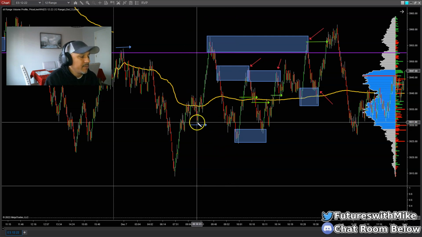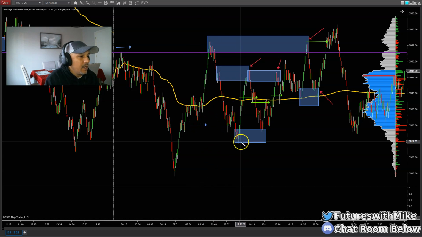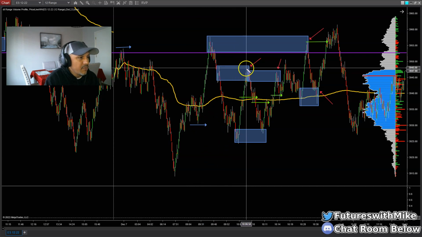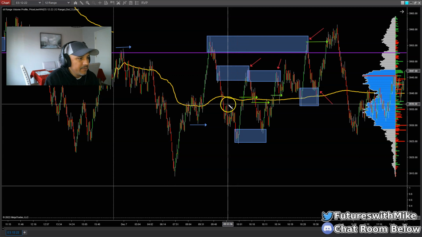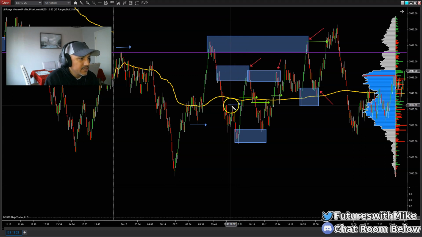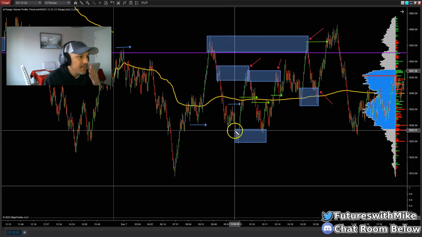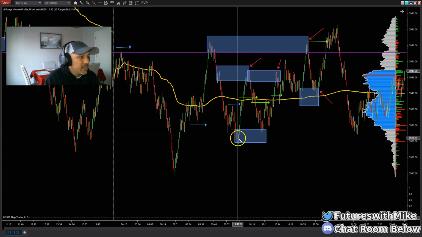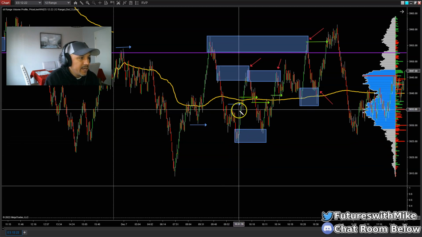But when I saw structure being broken to the downside right here, and then it turned back around and started breaking structure back to the upside, taking out this area of structure right here, this high right here, off this swing to the downside, okay? There was demand right here, okay? There was an aggressive area of buying in this area right here.